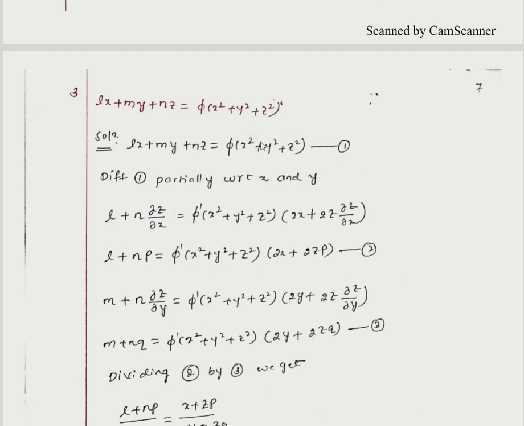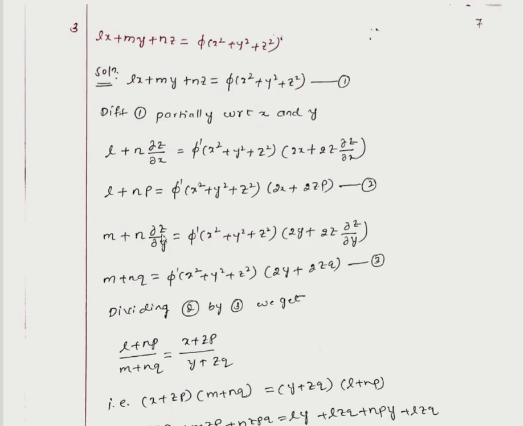The φ' of (x² + y² + z²) into, here with respect to y, x² is a constant, 0, plus, what is the derivative of y²? That is 2y, plus, what is the derivative of z²? 2z. Z with respect to y, the partial derivative of z with respect to y is ∂z/∂y. Next m plus n into, what is the ∂z/∂y? That is q. q is equal to φ' of (x² + y² + z²) into (2y + 2z, and what is the ∂z/∂y? It is q). That's equation 3.